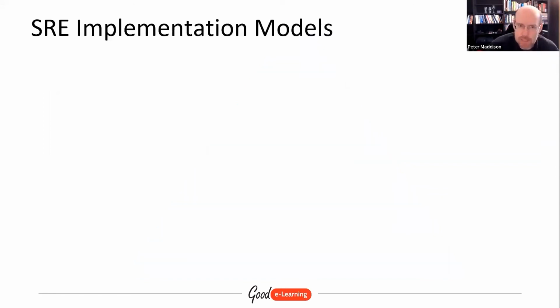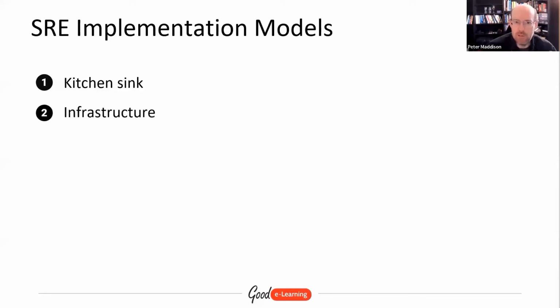There are a number of different implementation models that go along with this. One is this idea of the SRE as kitchen sink, everything SRE. It's the boil the ocean approach, where the SRE has a broad expanse of capabilities, everything from development, design, and requirements all the way through to operational delivery. Or SREs are focused on infrastructure, where they're purely looking at the servers, the pipes, the plumbing, the automation. How do we make infrastructure go faster?